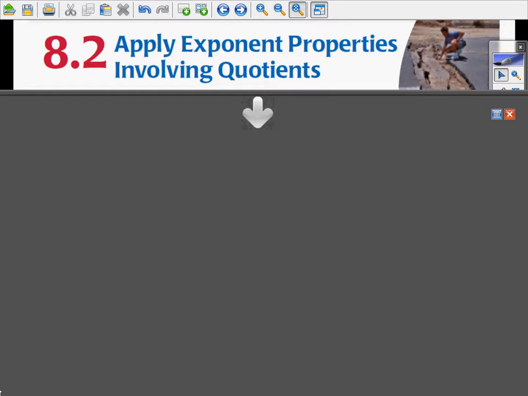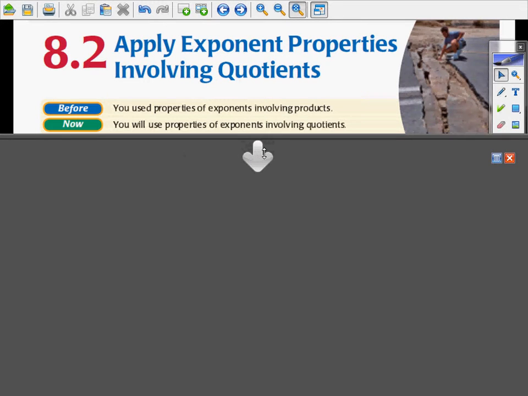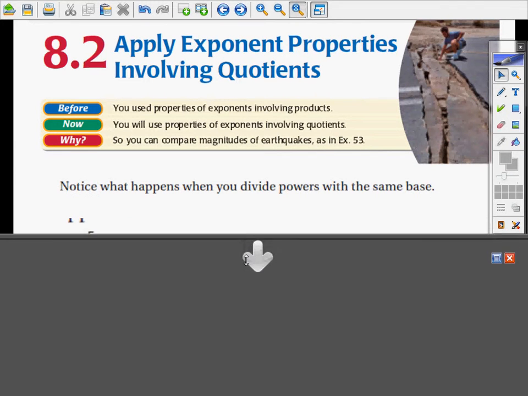Lesson 8.2 is applying exponent properties now involving quotients. Before, we have looked at properties of exponents involving products, where we had those three properties, and now we're going to look at properties of exponents that involve quotients.